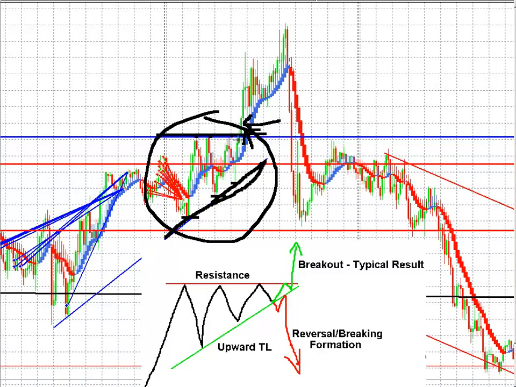So this one, the wick breaks above, but it still closes below. But this closes at the line, so you don't know what to do yet. To wait for the next one. The next one closes above. Oh, and I forgot to mention, this is USD Canadian dollar on the week of October 22nd.